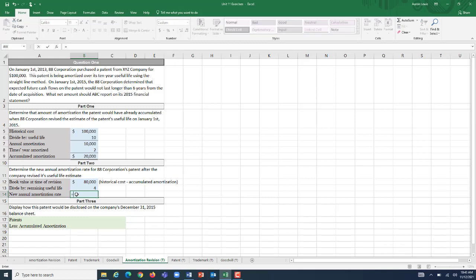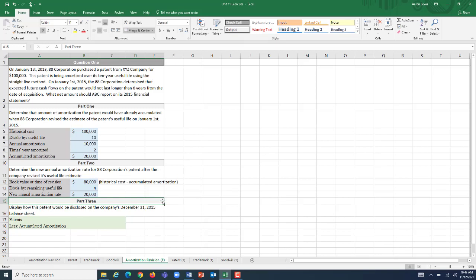And if we are going to amortize this patent straight line over its life, we would take 1/4 of that $80,000 away each year, and after the 4 years, on January 1st, 2019, this thing will have a value of 0 on our books. So our new annual amortization rate is going to be $20,000 per year.